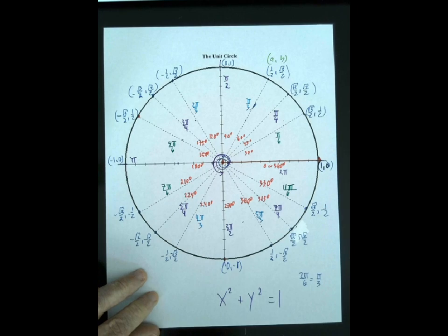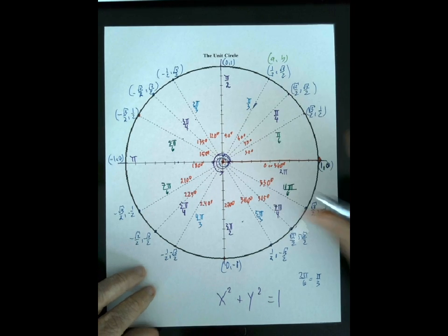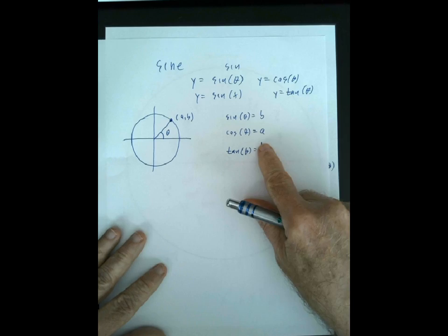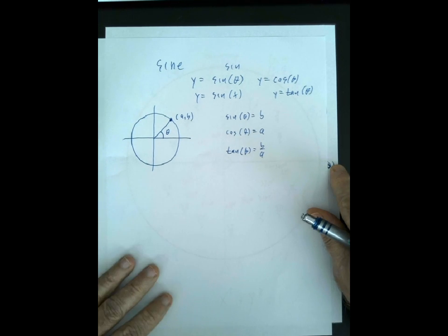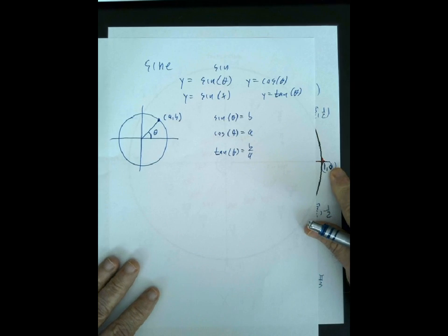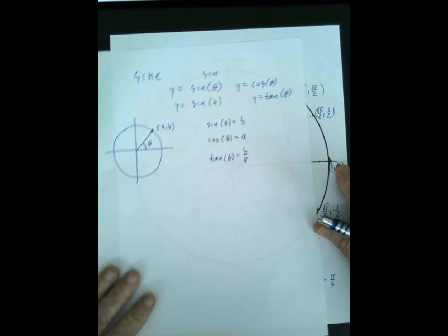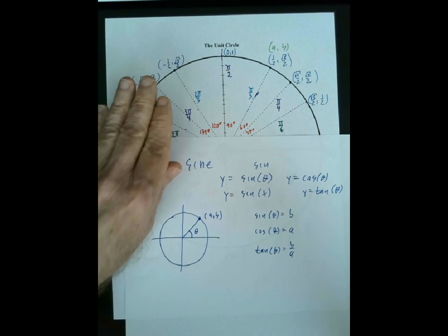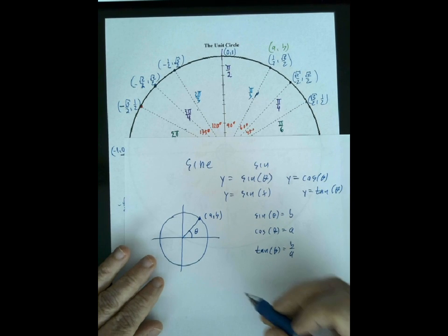Now, what about tangent? The tangent value, remember, is B over A. So, for instance, for 30 degrees, for pi over 6, I'll write it here.